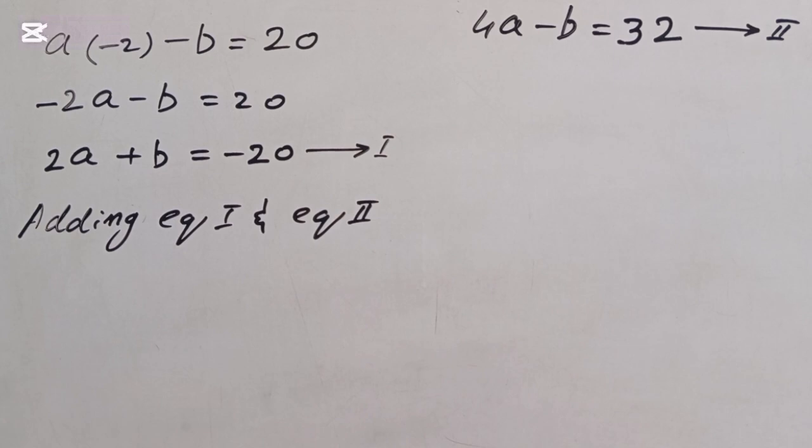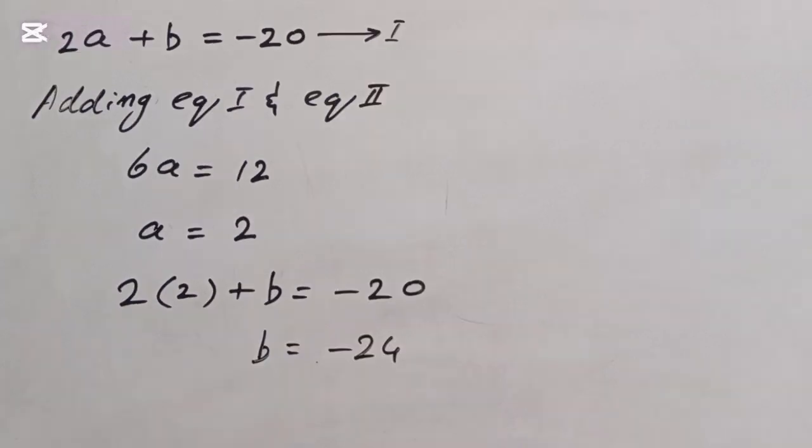Adding these two equations, we get a equal to 2. Putting this value of a in first equation, b is equal to minus 24.